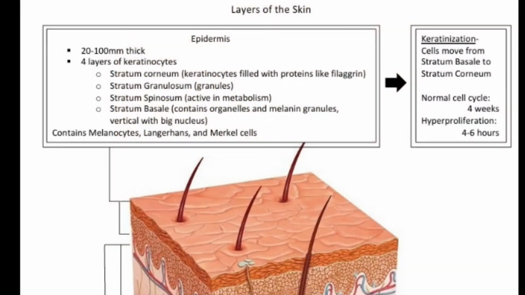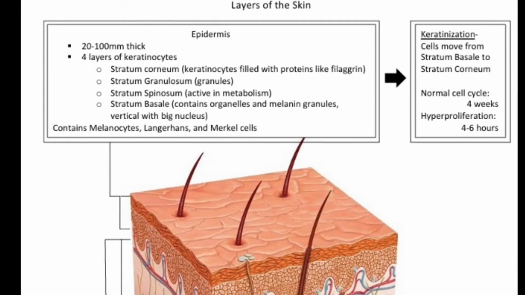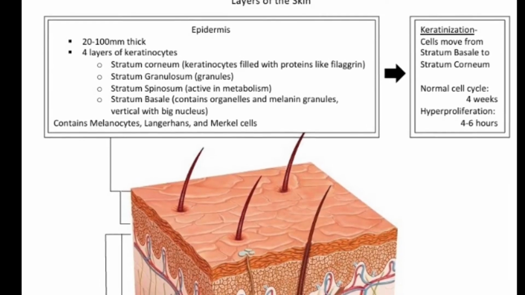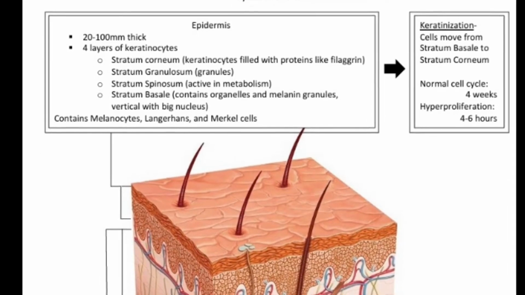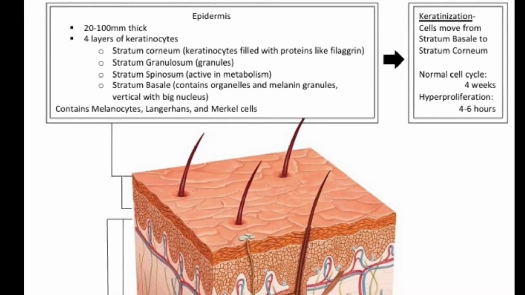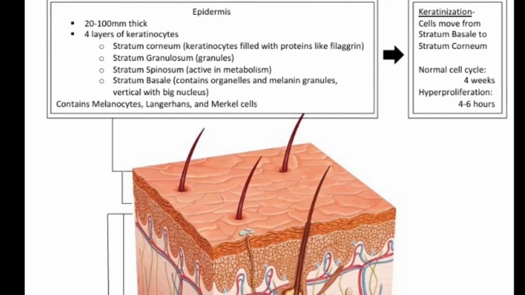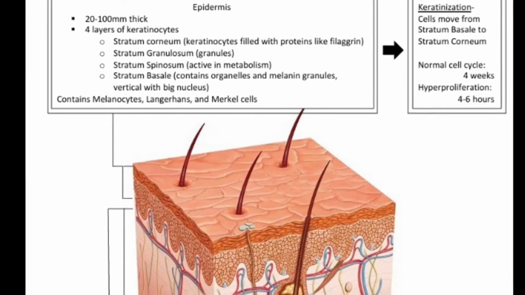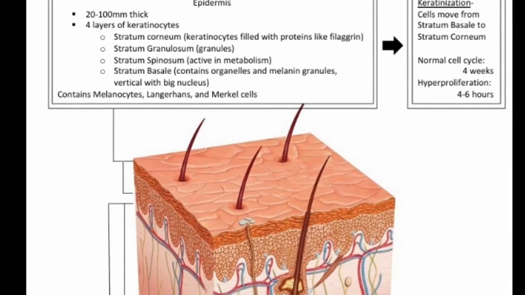To start out with, I'm going to talk about the epidermis, which is the top layer of the skin. It's about 20 to 100 nanometers thick, which is the thickness of a piece of paper. It contains 4 layers of keratinocytes, which are the stratum corneum, stratum granulosum, the stratum spinosum, and the stratum basale.